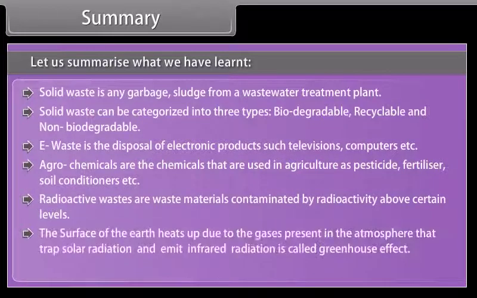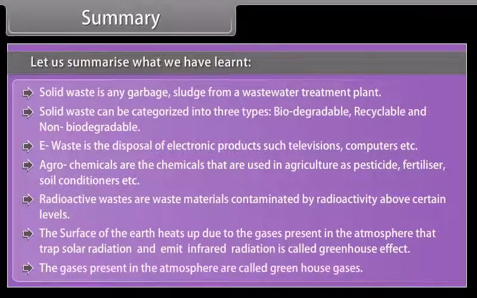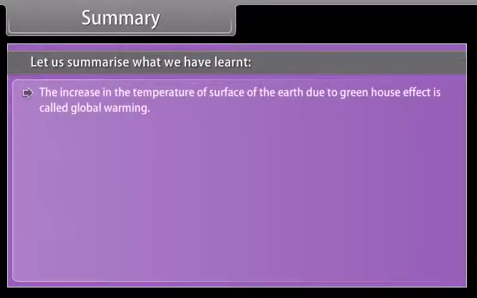The surface of the earth heats up due to the gases present in the atmosphere that trap solar radiation and emit infrared radiation, which is called the greenhouse effect. The gases present in the atmosphere are called greenhouse gases. The increase in the temperature of the surface of the earth due to greenhouse effect is called global warming.